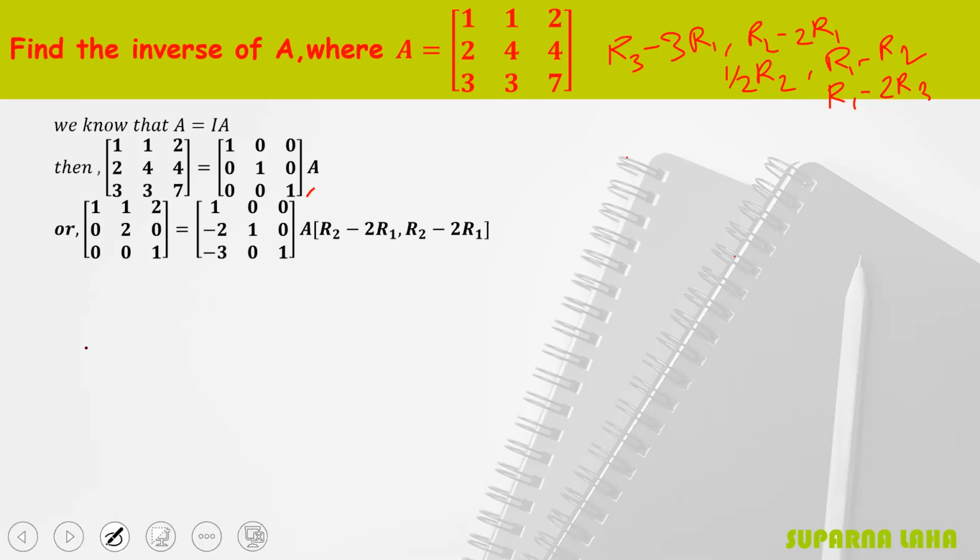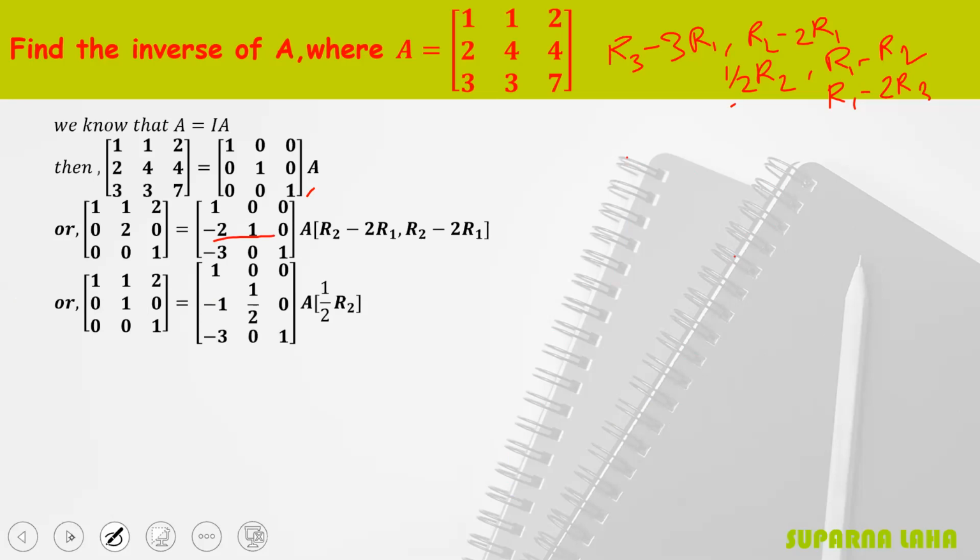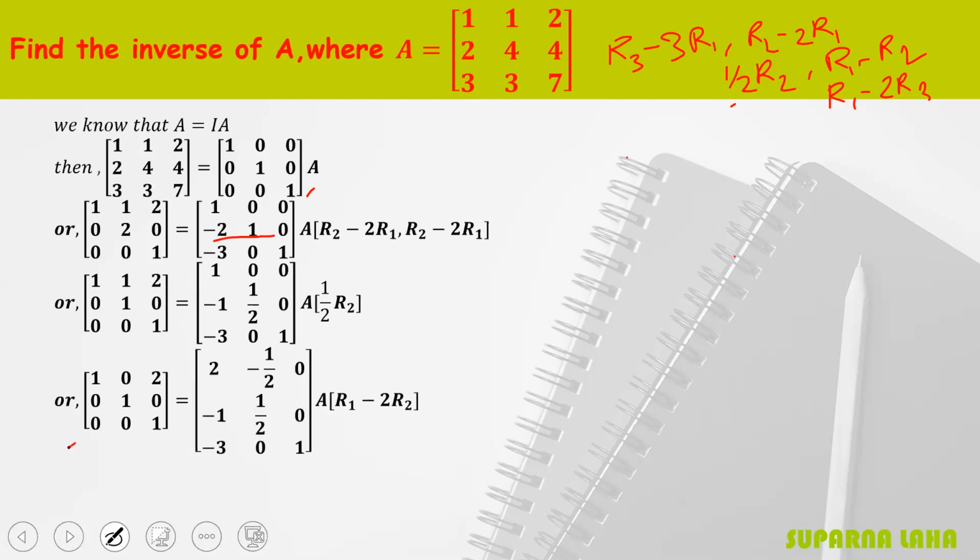Next, apply half of R2. That means in this row we have to divide by 2. So you will find on your right hand side 1 0 0, minus 1 half 0, minus 3 0 1. Next R1 minus R2. That means on this side we write 0, minus half, 0, and this will be 1 minus of minus 1, this is 2. So you got a new first row.